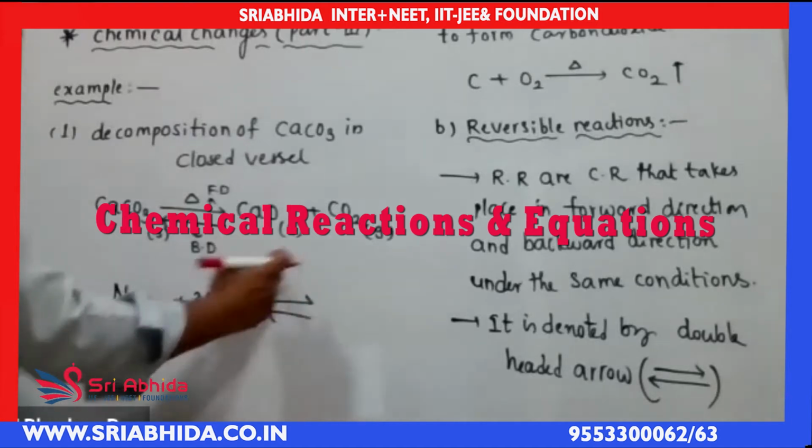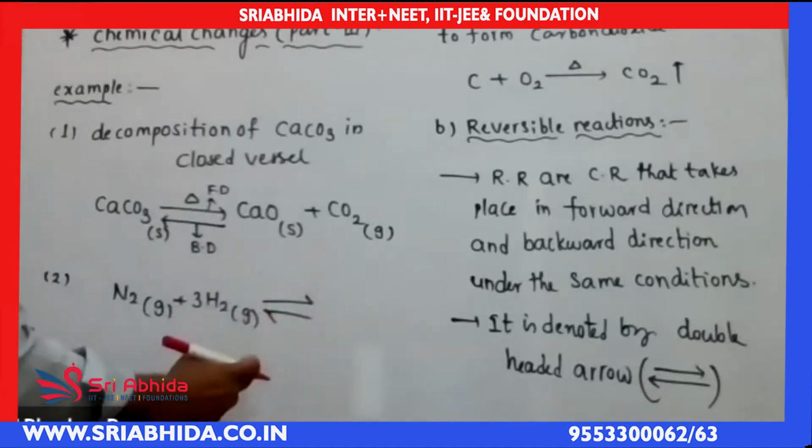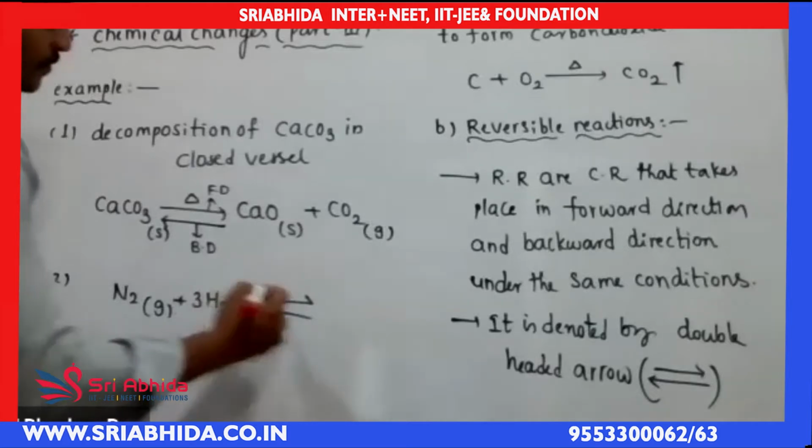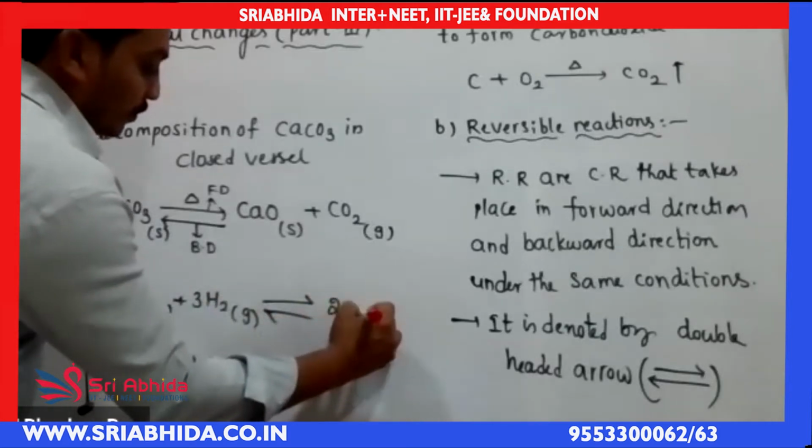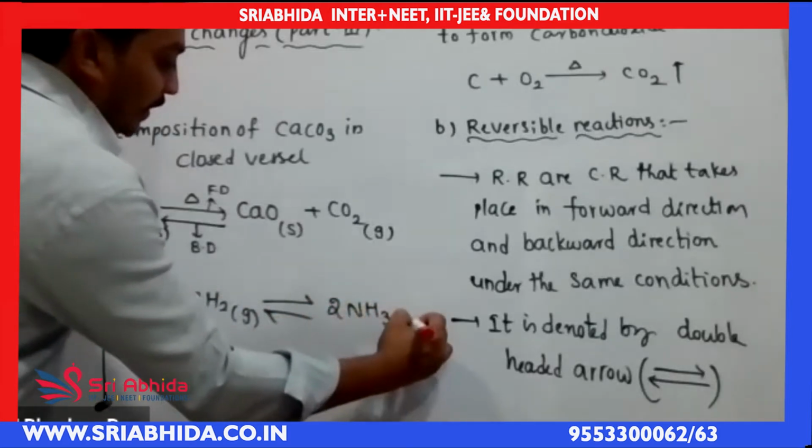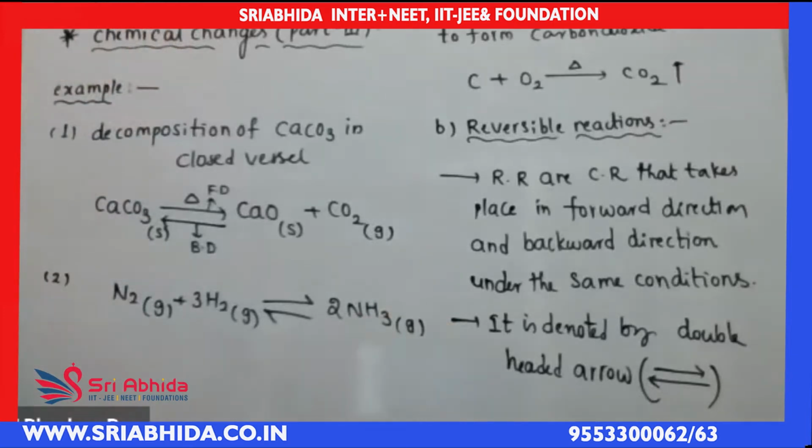Reversible reaction is represented like this also. So this is also a double-headed arrow. This one converts into 2 moles of ammonia, NH3, in the gaseous state only. So this is another reaction.